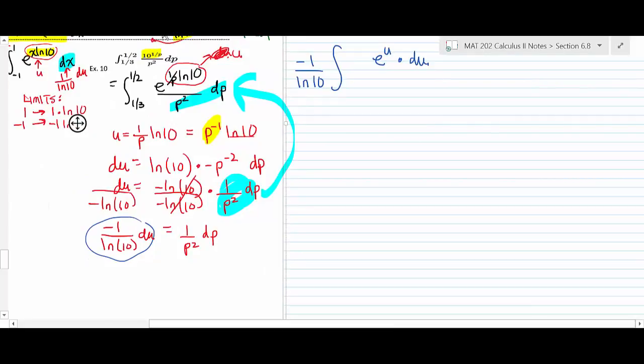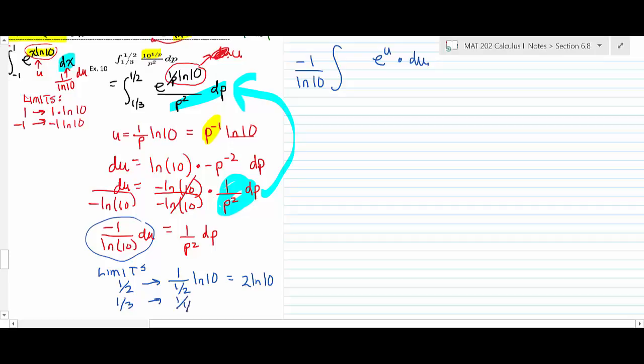Let's do the limits. Looks like we have an upper limit of 1/2. So the u substitution was 1 over p. So that's 1 over 1/2 ln of 10. What is that? 2 ln 10, because you're doing a reciprocal. Then we got 1/3. That's going to be 1 over 1/3 ln of 10. So that's going to be 3 ln 10 like that. So those should be your basic limits of integration.